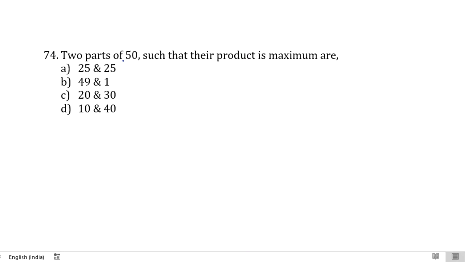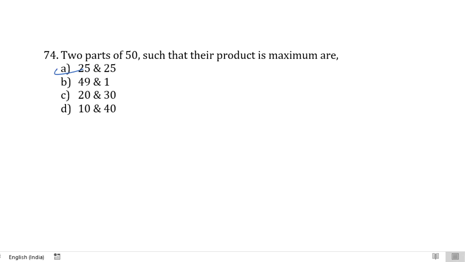Two parts of 50 such that their product are maximum. It's always divide the numbers equally, such kind of questions. So your answer is 25 and 25. Even if you're solving, I'll have to go for x, and other part will be 50 minus x, and go for applying the concept of maxima and minima. So in such cases, if say for example, if I have the question two parts of 60 such that their product is maximum, so answer will always be 30 and 30. So the two numbers are 50 divided equally, it's 25 and 25.